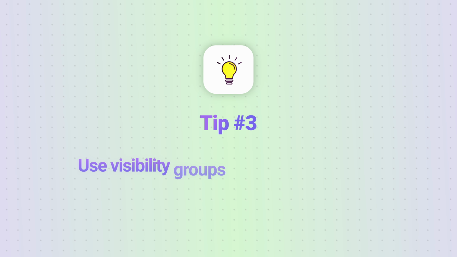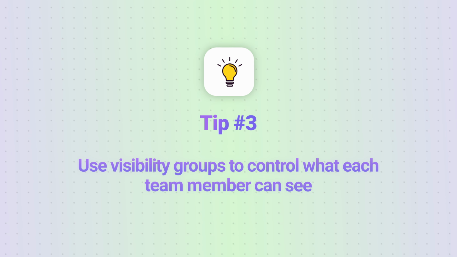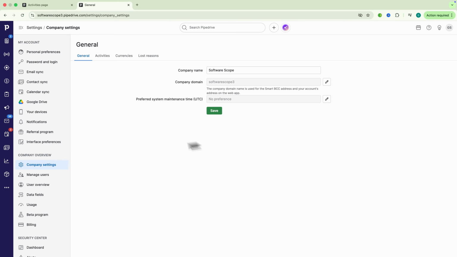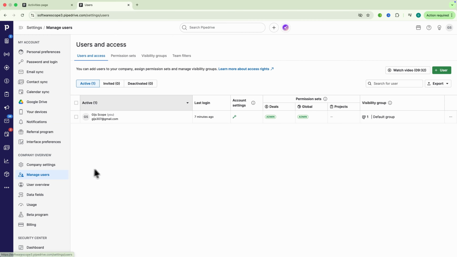Third, use visibility groups to control what each team member can see. This is useful if you have different sales teams working on different products or regions. Each person only sees what's relevant to them. You can set this up in company settings under Manage Users.